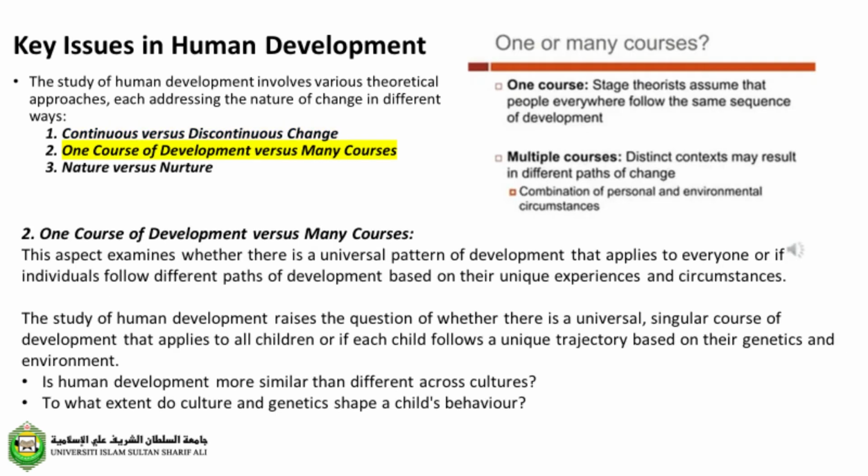2. One course of development versus many courses. This aspect examines whether there is a universal pattern of development that applies to everyone or if individuals follow different paths of development based on their unique experiences and circumstances. The study of human development raises the question of whether there is a universal, singular course of development that applies to all children or if each child follows a unique trajectory based on their genetics and environment. Is human development more similar than different across cultures? To what extent do culture and genetics shape a child's behavior?